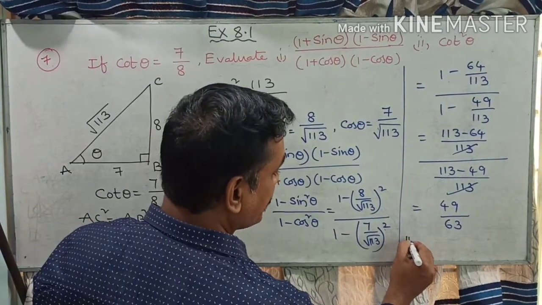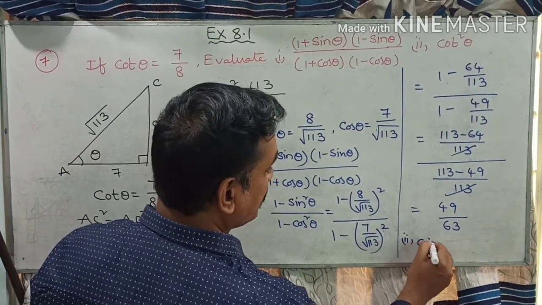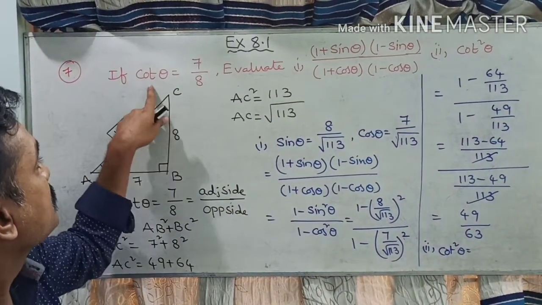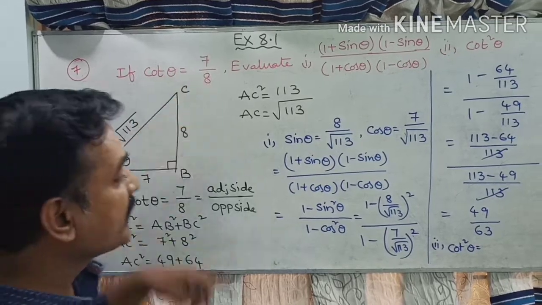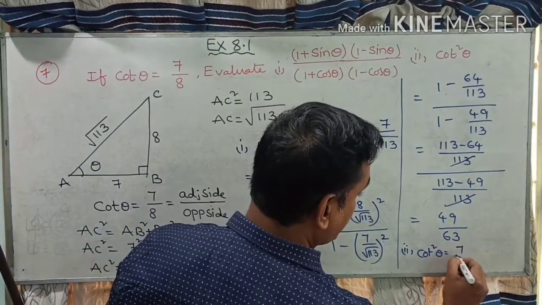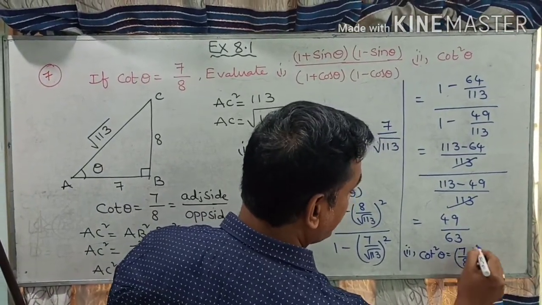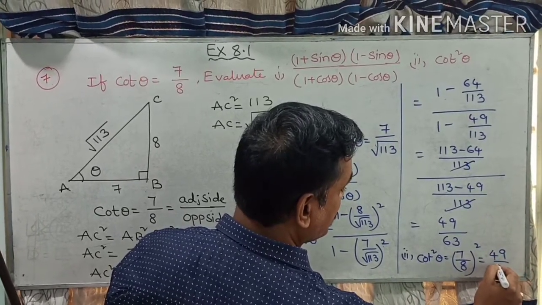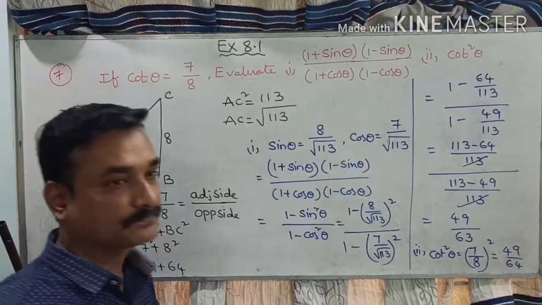If you see here, the second one we can find directly. They asked to find the value of cot square theta. So cot theta is given as 7 by 8. So cot square theta is 7 by 8 whole square, that is 49 by 64.